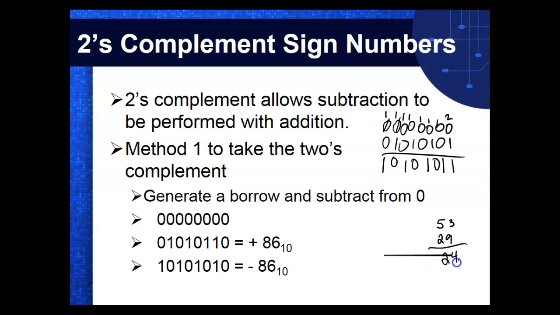24. Everybody okay? All right, so what I'm going to do is subtract 29 from 0, and I'm going to generate a borrow. So this will be a 9, and then this will be a 10. What would that give me?